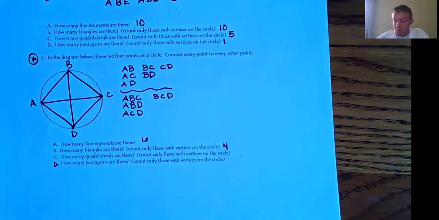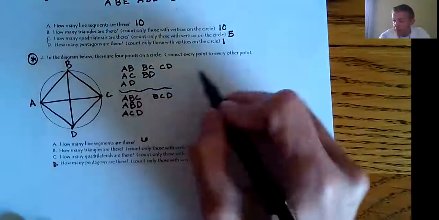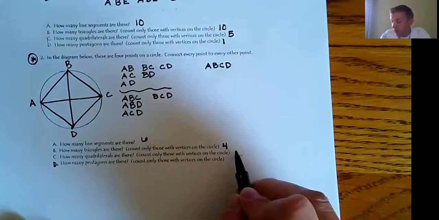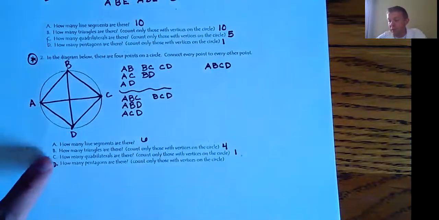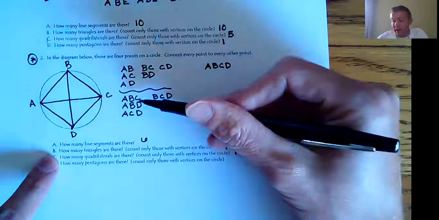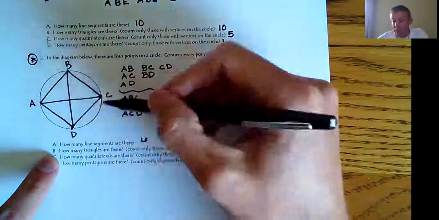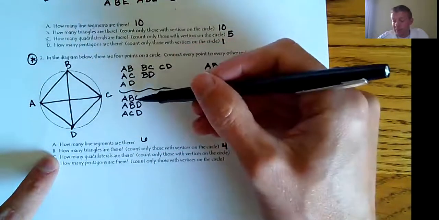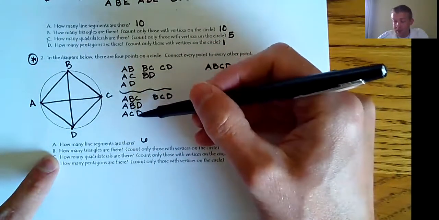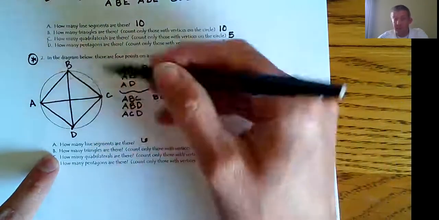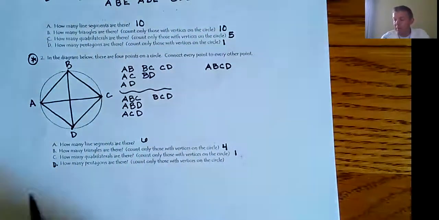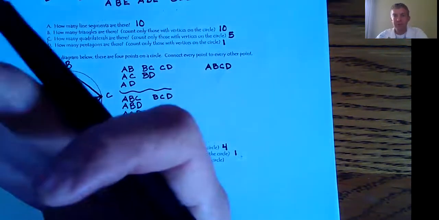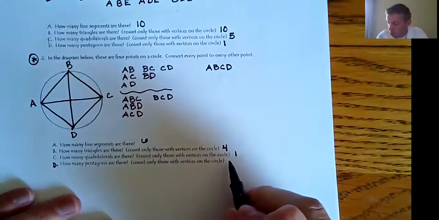Quadrilaterals should have only gotten 1, A, B, C, D. You need all 4, so there's only 1. And notice for B, how many triangles are there? Again, it's basically saying you have 4 vertices. How many ways can you leave out one of the points? This has no D, this has no C, this has no B, this has no A. There's 4 ways to leave it out. How about pentagons? Well, if you need 5 points for a pentagon and there's only 4, then no pentagons.